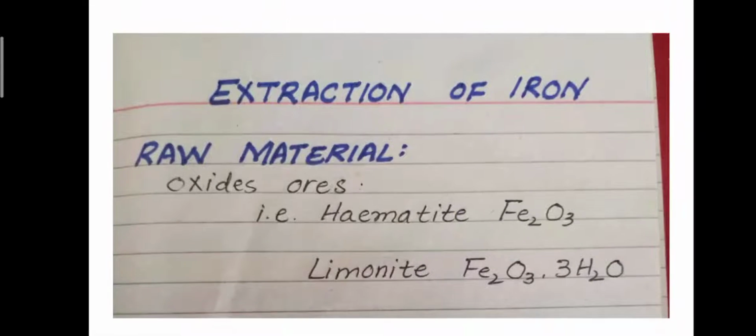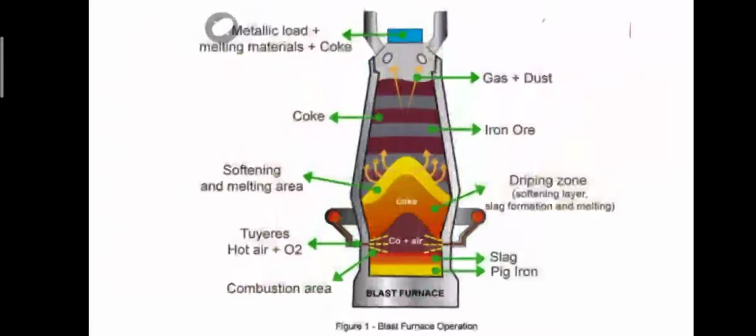Extraction of iron. The raw material is oxide ore, that is hematite or limonite. The formula of hematite is Fe2O3, and limonite is Fe2O3 with three molecules of water of crystallization attached to Fe2O3 in limonite. The process of extraction takes place in a blast furnace.